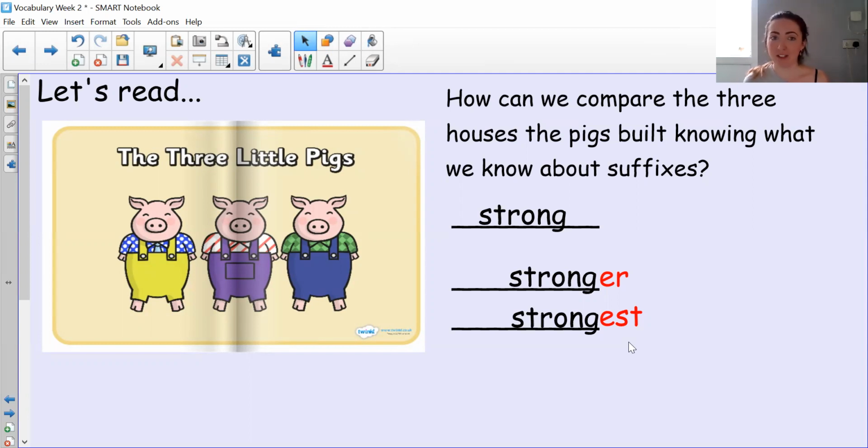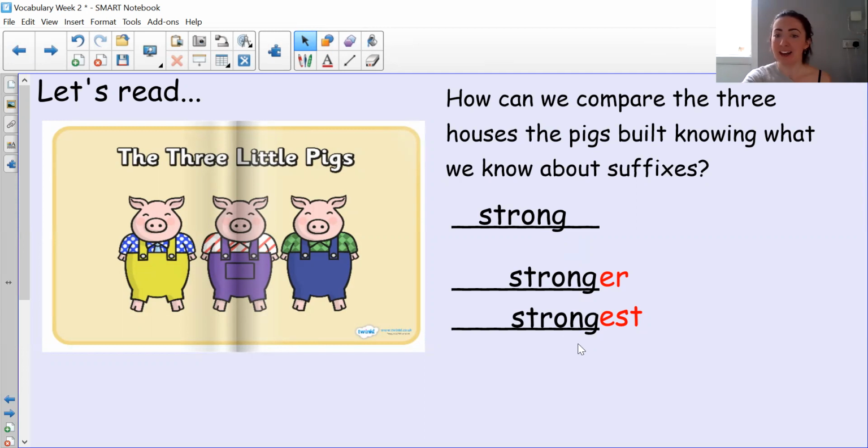Did you say the straw house? Yes, that's right, because the straw house is reasonably strong. The first pig still manages to build a house out of it, and it stays upright until the wolf comes and blows it down. So the straw house is strong, that's right. But which house is stronger than the straw house, but not the strongest of all 3? That's right, the house made of sticks. The stick house is stronger than the straw house.